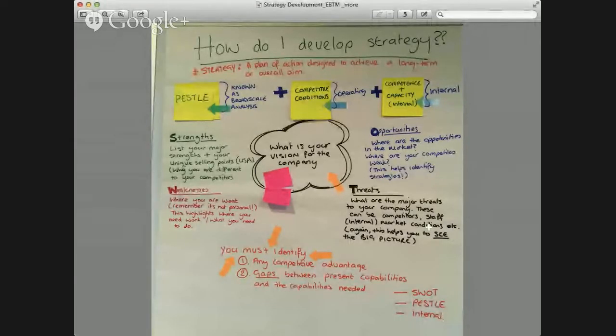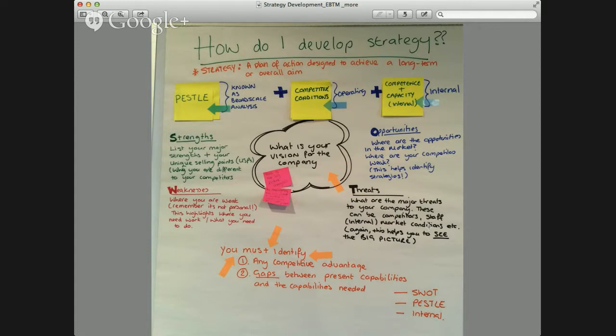The first thing I do is, quite a lot of people ask this when I'm at exhibitions, and also on strategy days that we provide at EBTM. We get asked the question, how do I develop strategy? Strategy, firstly, is a plan of action designed to achieve a long-term or overall aim. As a team, I help and build everybody together, facilitate the day, and we look at what works within the business.